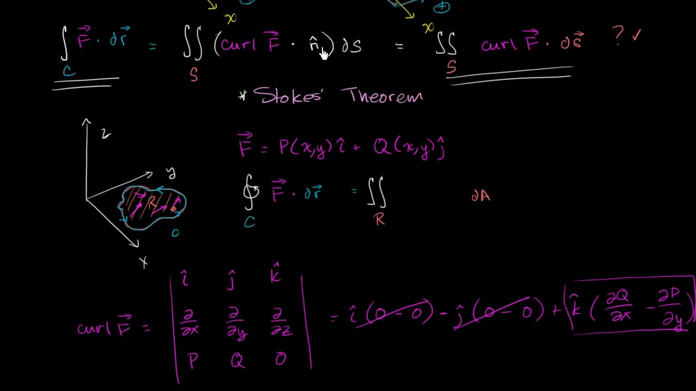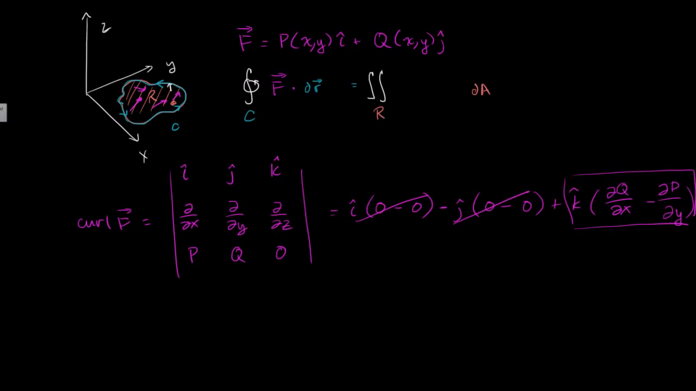Now, what is n? What is the unit normal vector? Well, we're in the xy plane, so the unit normal vector is just going to be straight up in the z direction. It's going to have a magnitude of 1. So in this case, our unit normal vector is just going to be the k unit vector. It's going to go straight up.